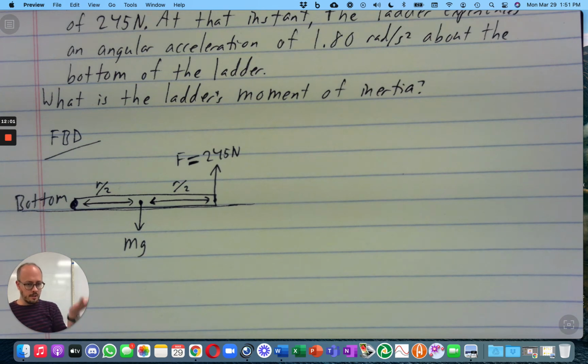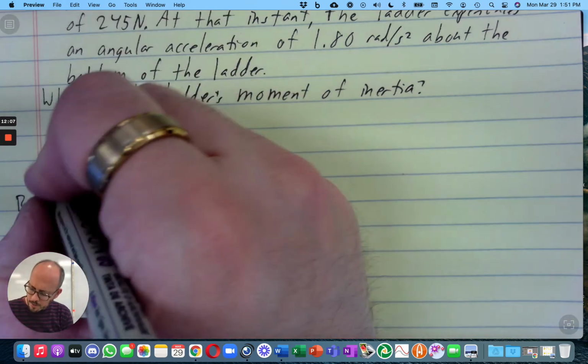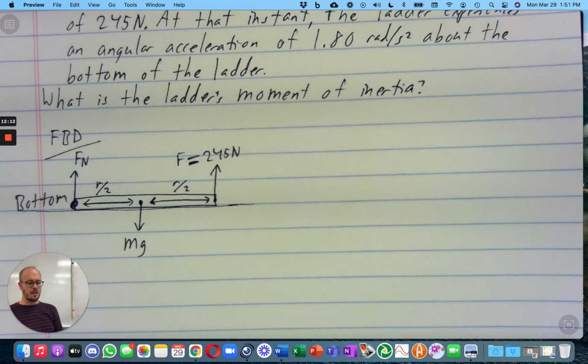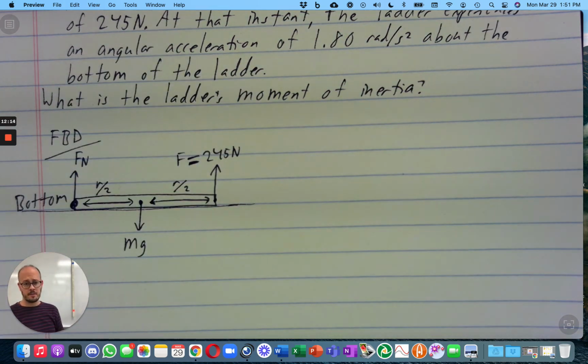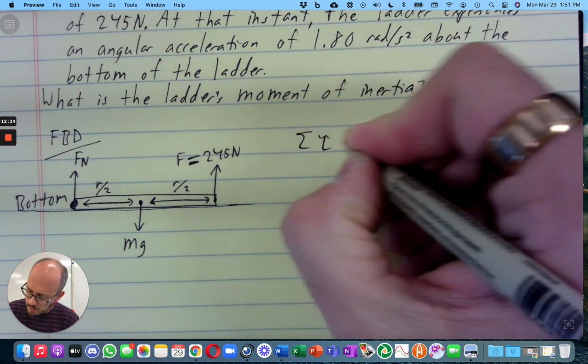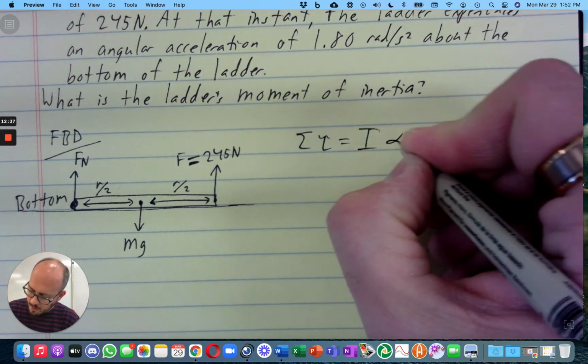Now, when you start to lift the ladder, it's still touching the ground. The only part of the ladder that's touching the ground is here, and so there's going to be a normal force there. So we start with the free body diagram, and that's going to guide all of our work. Cool. So we're trying to find moment of inertia, so we're going to try and find net torque, and we have angular acceleration. And so that's, oddly enough, it. So at this point, we can go straight to saying the net torque is equal to I alpha.